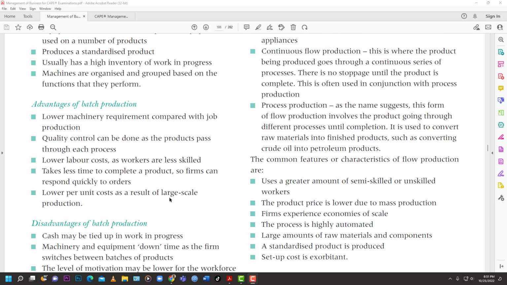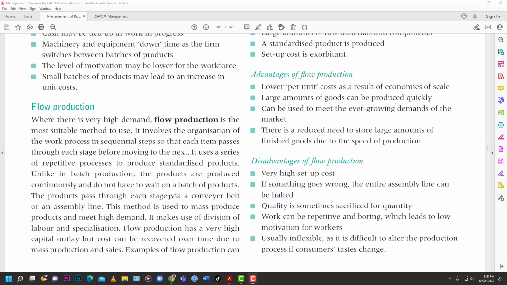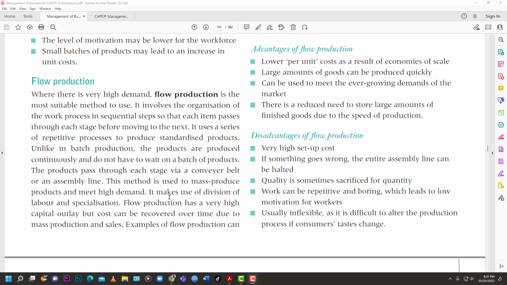And so that is batch production. Then you have flow production. Where there is a very high demand, flow production is the most suitable method to use. It involves the organization of the work process in sequential steps so that each step passes through each stage before moving to the next. It uses a series of repetitive processes to produce standardized products.